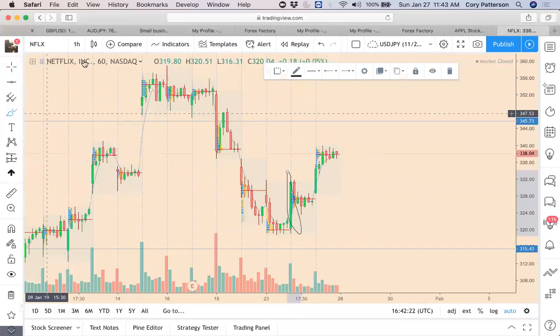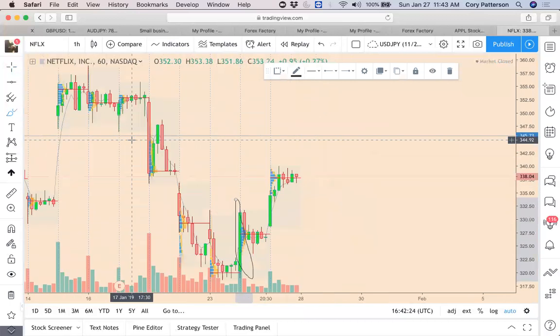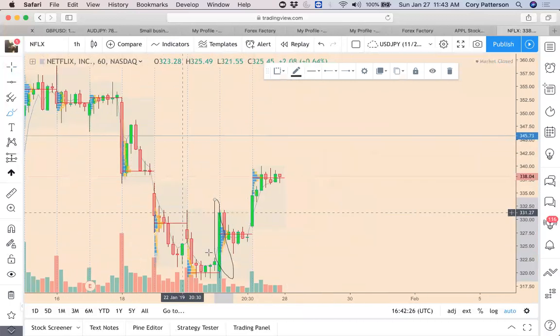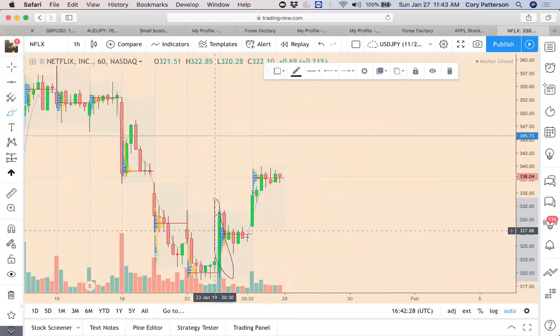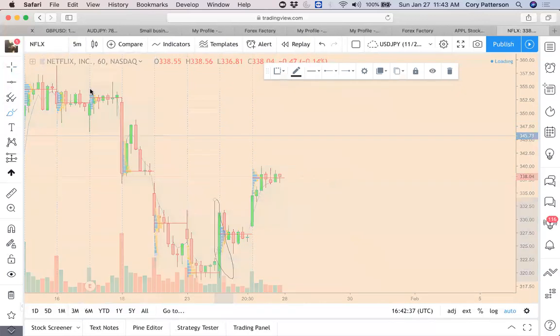Let me zoom in right here. So this is my candle right here, right? So within this 1 hour candle, if I wanted to trade this, let me switch to a 5-minute.